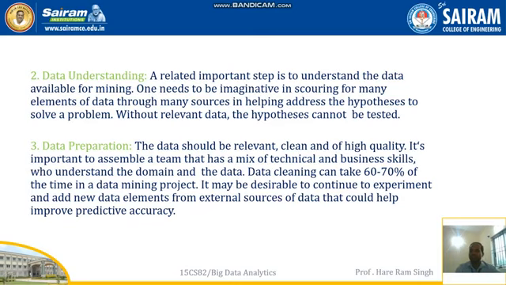Data cleaning can take 60 to 70% of the time in a data mining project. This is the most time consuming part of the project. It may be desirable to continue to experiment and add new data elements from external sources of data that could help improve predictive accuracy.